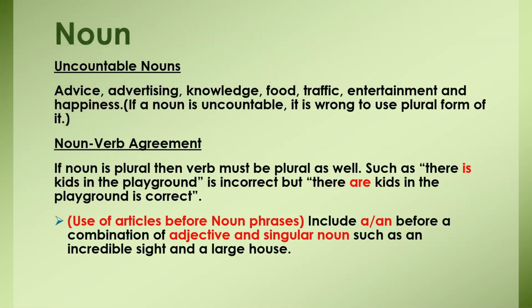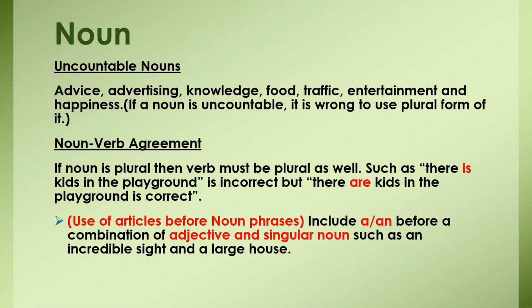Now next is noun. First, what is noun? A noun is a word used as the name of a person, place or thing. For example, Akbar, Rose, sun, courage, etc. Now first is unaccountable nouns. Some nouns in English are unaccountable. This means that they will always be in their singular form.